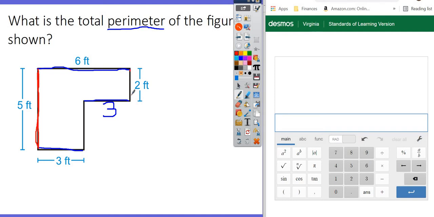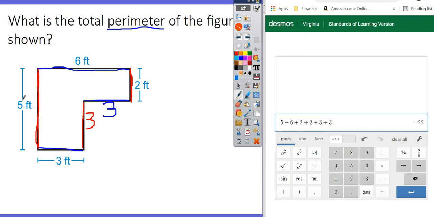I've got part of a vertical here, which is 2, and I'm missing this spot right here. So let's take the whole vertical minus the 2, and that leaves us with 3. So this is also 3. Now that I have all of the different sides, I can add them all together. I'm going to add 5 plus 6 plus 2 plus 3 plus 3 plus 3.